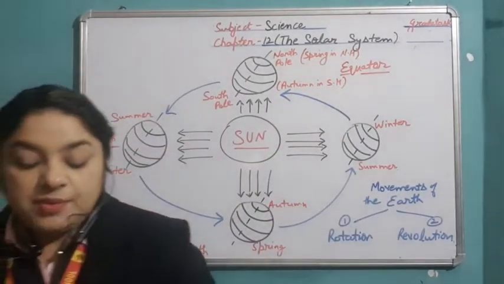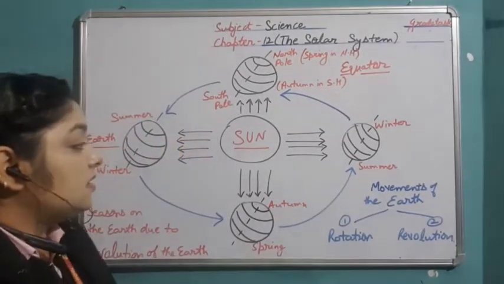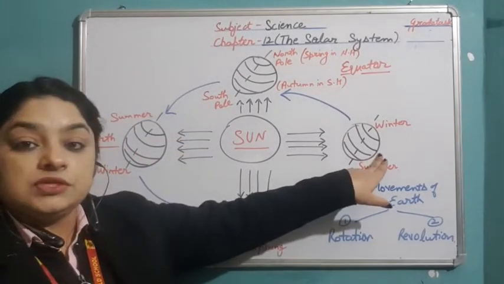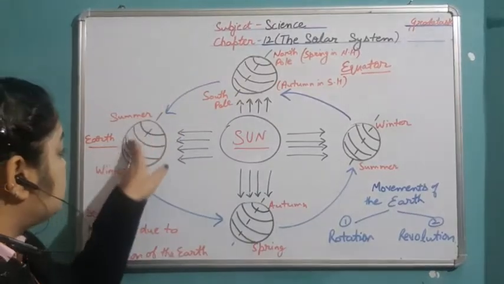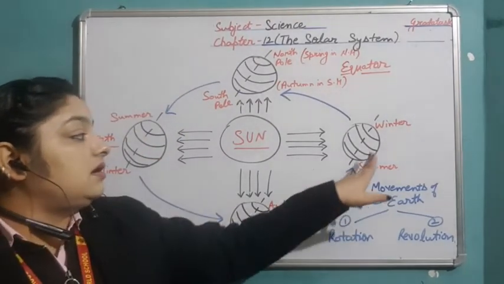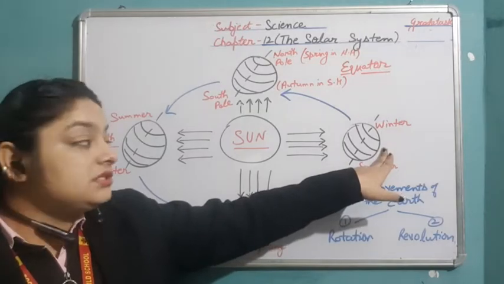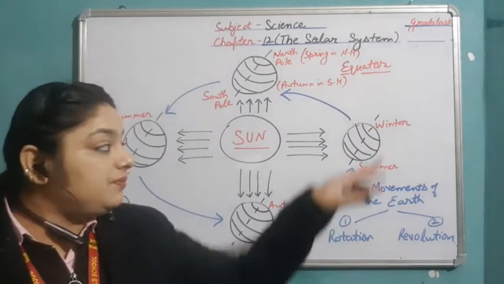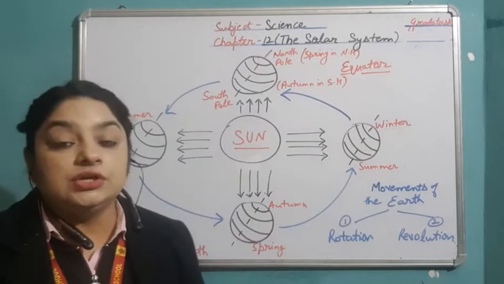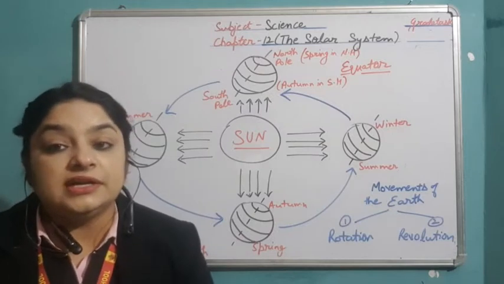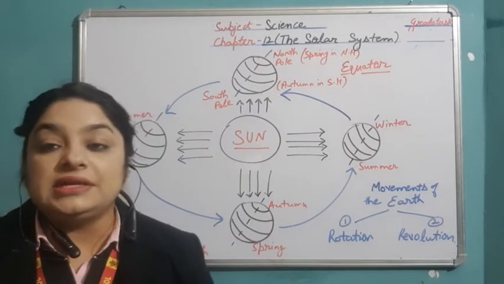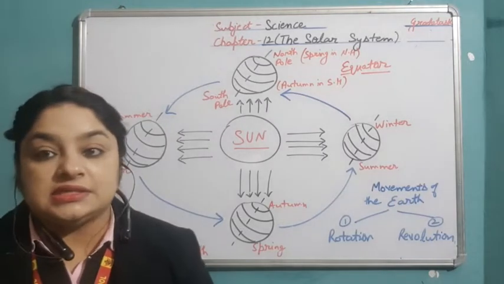When we are talking about the revolution of the earth, for example, earth has started from this point, it will complete the whole cycle around the sun and then again it will come on this point. This is known as revolution. This completes one cycle of the revolution. So earth completes its one revolution in 365 days and 6 hours.